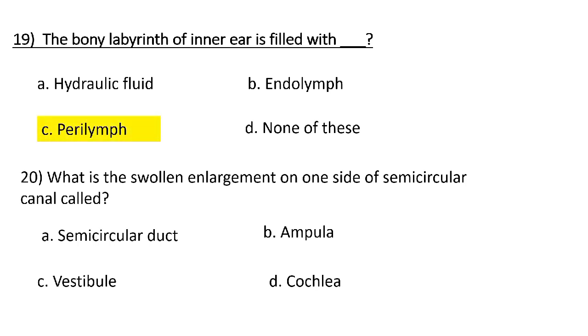Question number 20. What is the swollen enlargement on one side of semicircular canal called? Option A, semicircular duct, option B, ampulla, option C, vestibule, and option D, cochlea. The correct option between these options is ampulla.